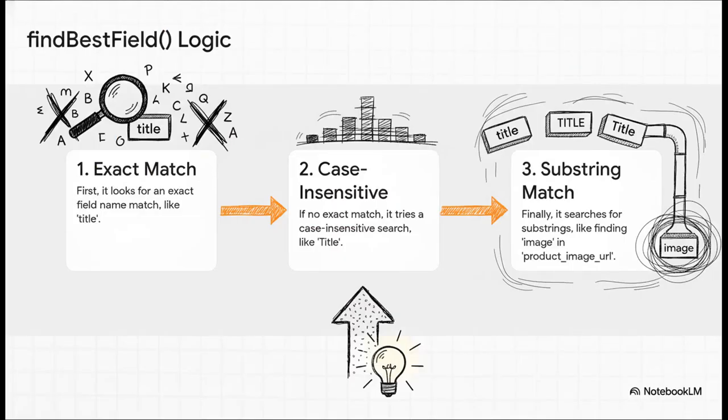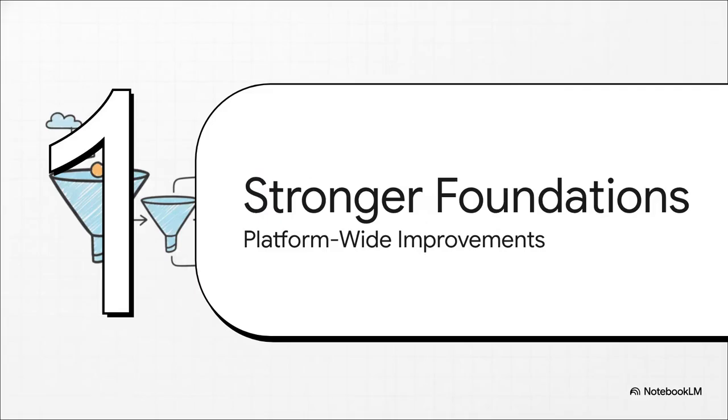So here's the secret sauce, this three-tier logic. When it's building one of those cards, Woodbury first looks for a field named exactly title. If it doesn't find one, no problem. It tries again, but this time ignoring the case. So title or Title will work. Still no luck? It broadens the search to look for substrings. So a field called product_image_URL gets correctly picked up as an image. This is what makes the whole thing feel so magical. It just works.